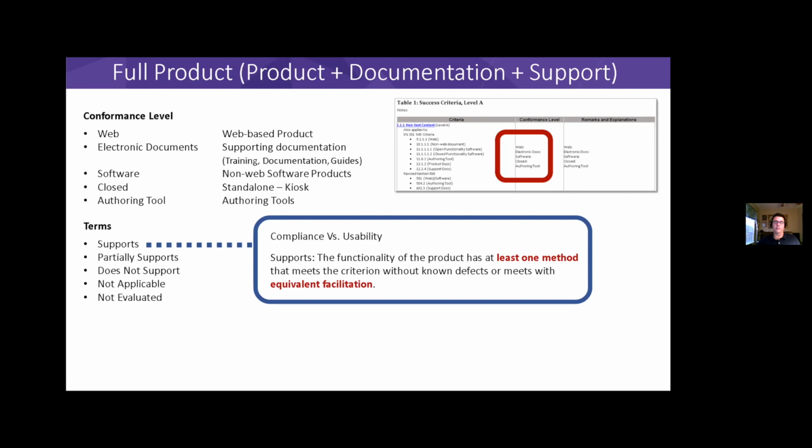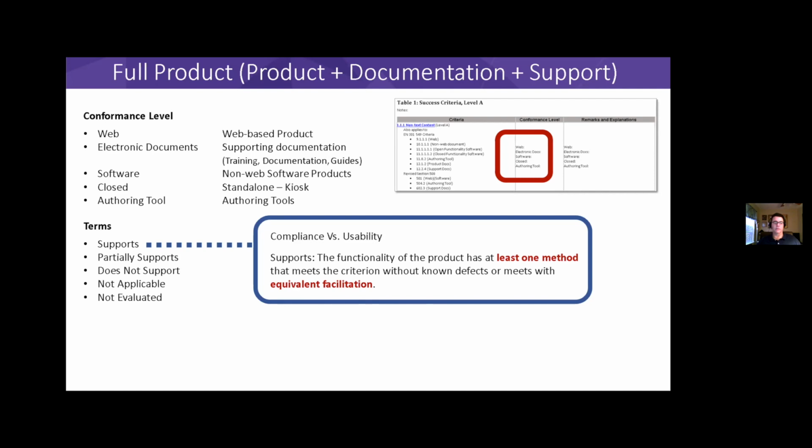And compliance, and this is the definition out of the VPAT, supports: the function of the product has at least one method that meets the criterion without known defects or meets equivalent facilitation. Now, what does that mean? So imagine that you have a web application, you push a button and it doesn't work. All right, so it's going to download a graph for you, right? So you push the button, it doesn't work, but you can go through the menus and you can click and you can get it another way. You have another means. That is an instance that you might still have a supports, because there's two ways to do it. One way is inaccessible, one way is accessible.